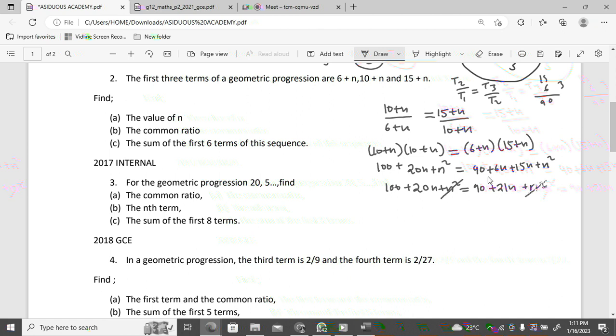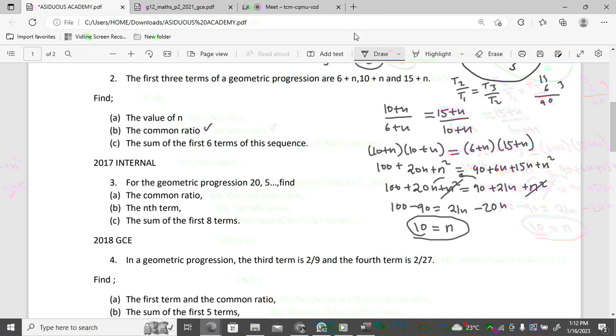So this n squared will cancel with this n squared if they go to the same side, because they are like terms. And then we're going to now put like terms together. I'm going to say 100. I'll bring this 90 this side, becomes negative 90, and that will be equal to 21n. And then I'll take this 20 the other side, becomes negative 20n. So 100 minus 90, that's a 10. 21 minus 20, that will just be a 1, so it is just n. So n is equal to 10 for this question.